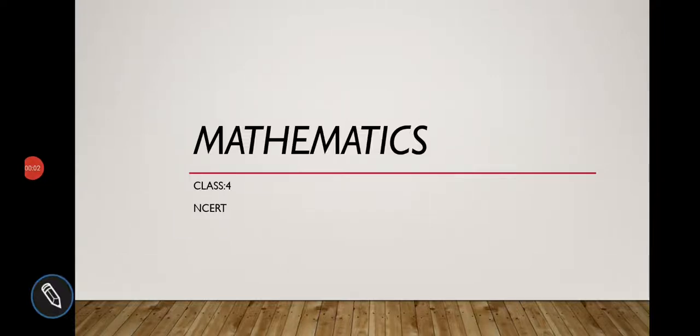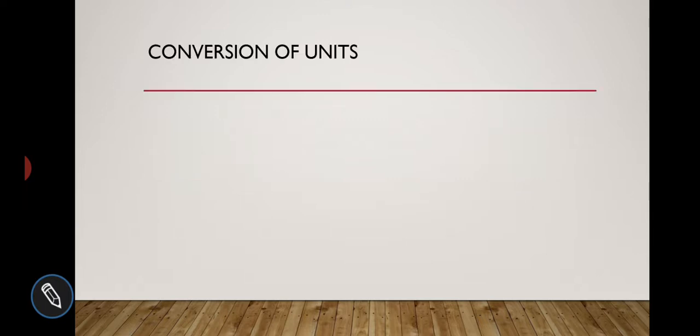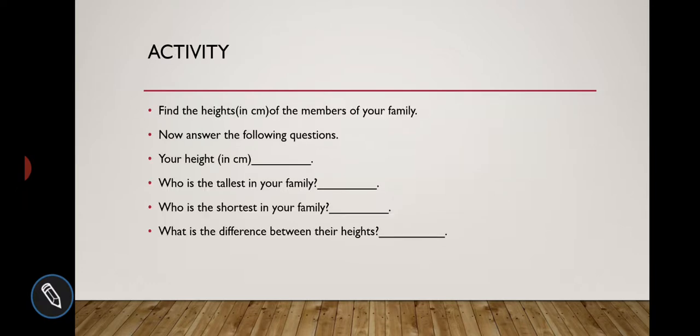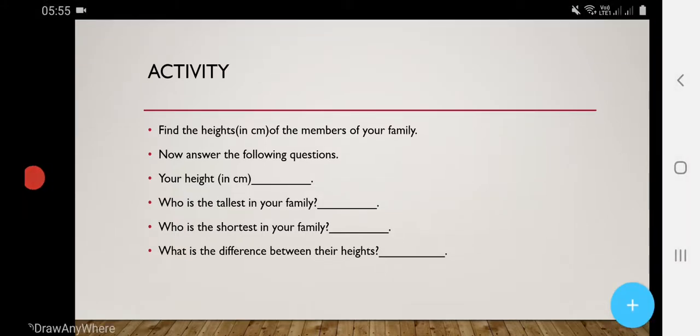This is Mathematics of Class 4 of NCERT. Today we discuss Chapter 2, that is Long and Short of Class 4. Today we learn about conversion of units. Now do this activity and write it on your copy. Remember, you have to write this. The activity is about the heights of the members of your family.